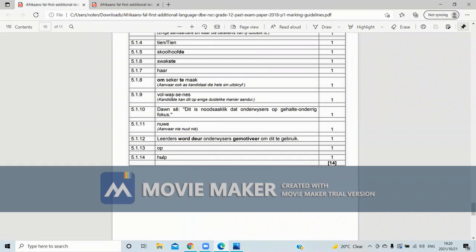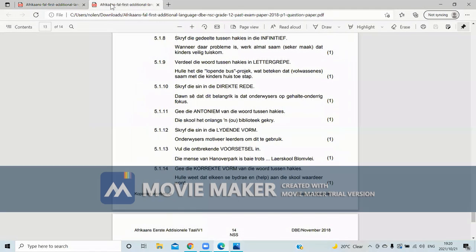So, volwassenes. You cannot have an E on its own. Okay, and then this is the only way that you can write it. You can also write the little dash thingies, or a forward slash or whatever, as long as it's clear so they know that you know what you're doing. I often clap it in my head.